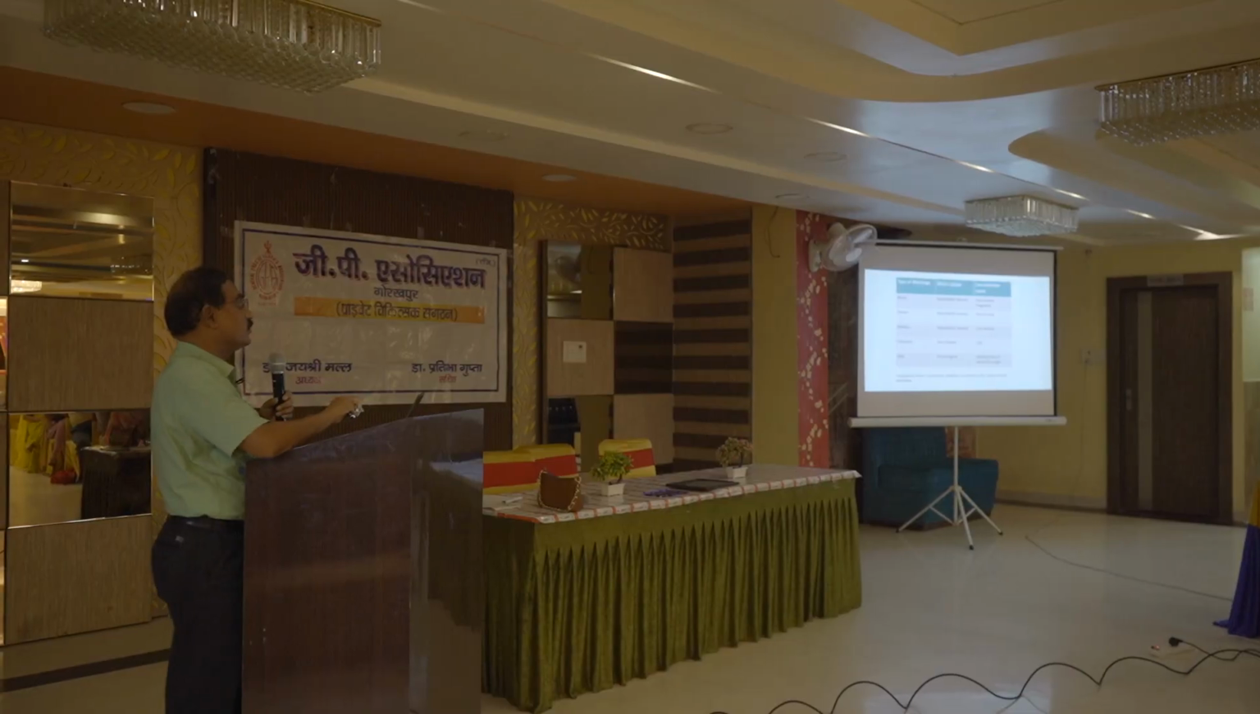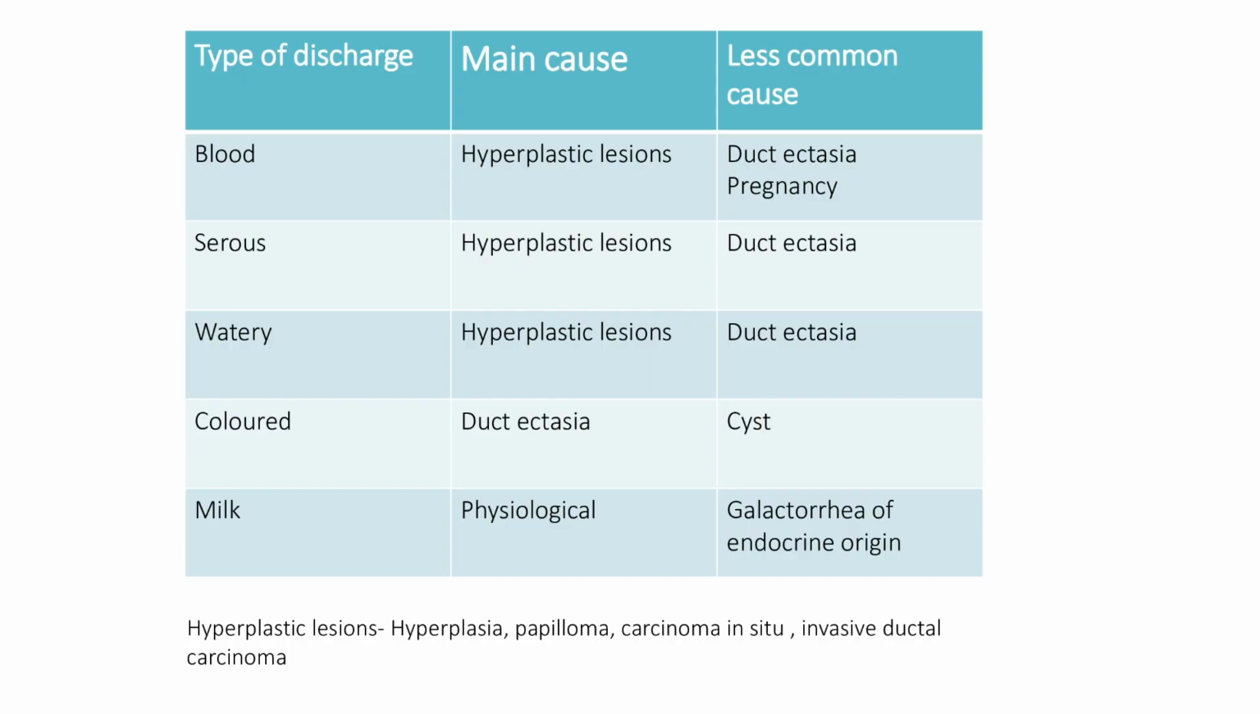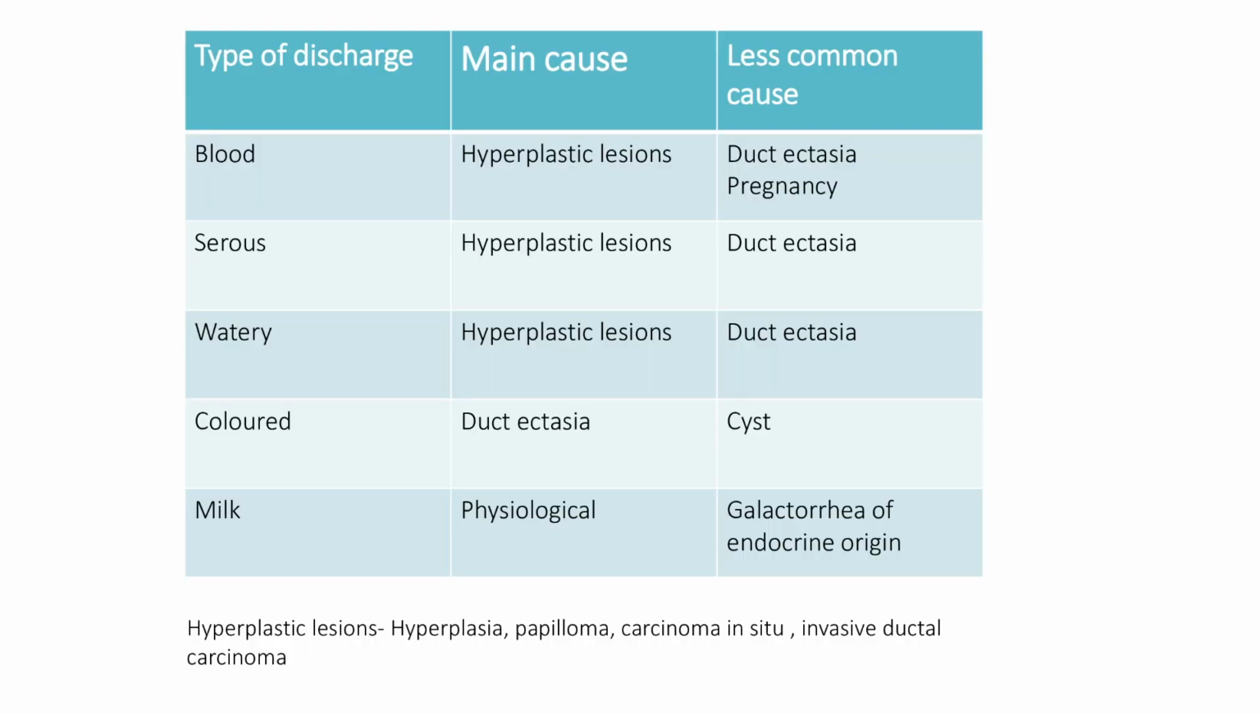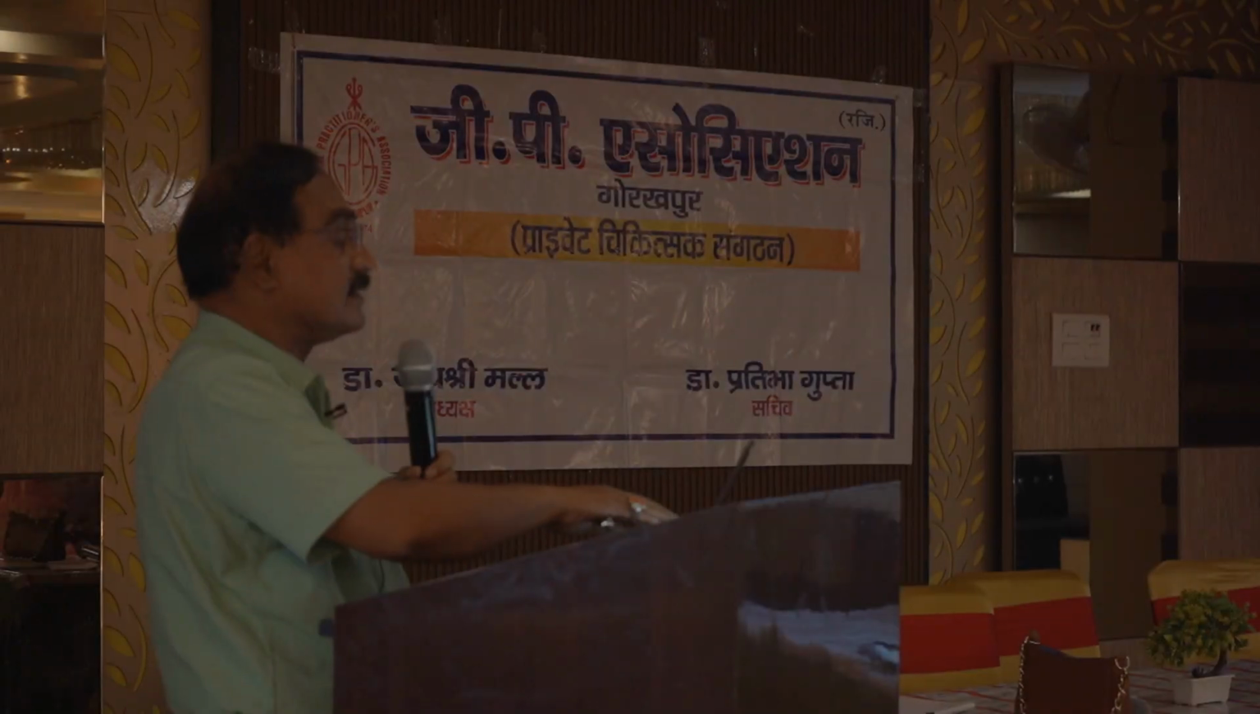There is one small chart of the type of nipple discharge, main cause and less common cause. Bloody discharge happens in hyperplastic lesions, duct ectasia, pregnancy. Serous and watery discharge are the same way. Colored discharge is from duct ectasia and cyst. Milk is of course physiological, not a discharge, a normal phenomenon. Hyperplastic lesions include hyperplasia, papilloma, carcinoma in situ, invasive ductal carcinoma. So we have abnormal nipple discharge in these cases.